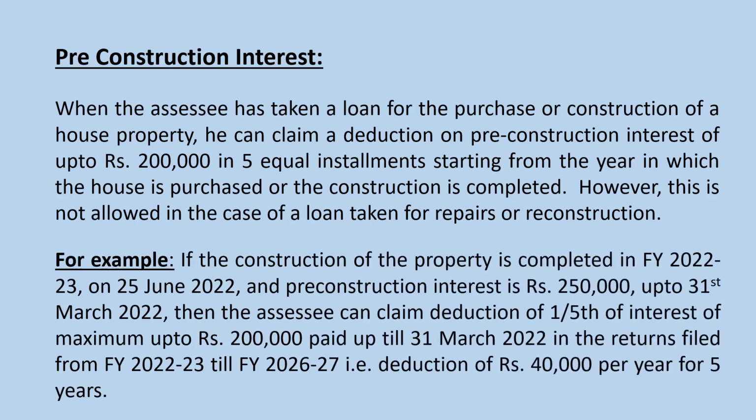Let us see an example. For example, if the construction of the property is completed in financial year 22-23, that is, it is completed on 25th of June 2022, and the pre-construction interest is rupees 2,50,000 up to 31st March 2022, then the assessee can claim deduction of 1/5 of interest of up to a maximum of rupees 2 lakhs paid up to 31st March 2022 in the returns filed from financial year 22-23 till financial year 26-27. That is, the deduction of rupees 40,000 per year for 5 years can be taken by the assessee.